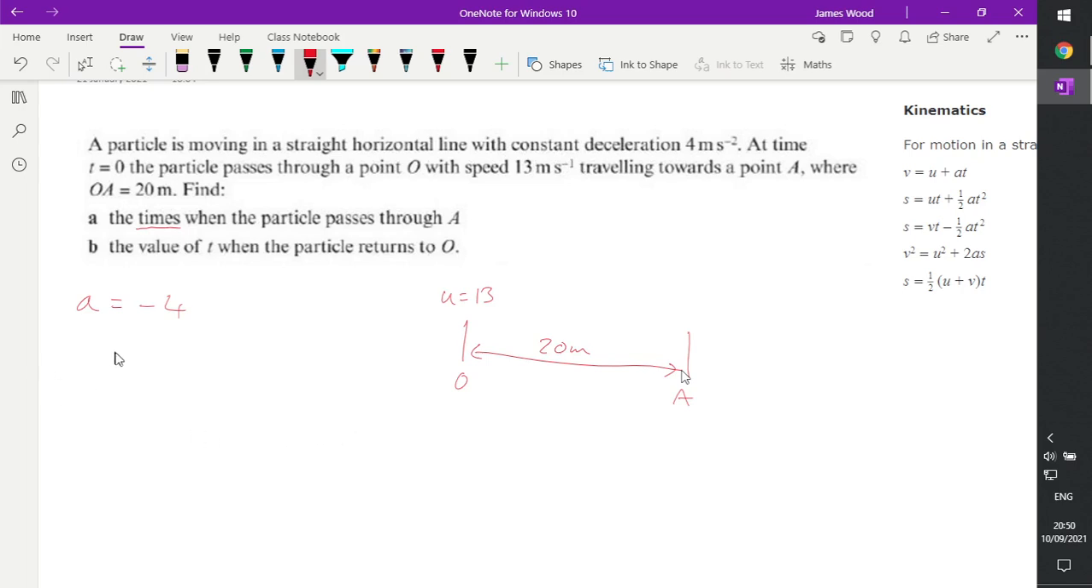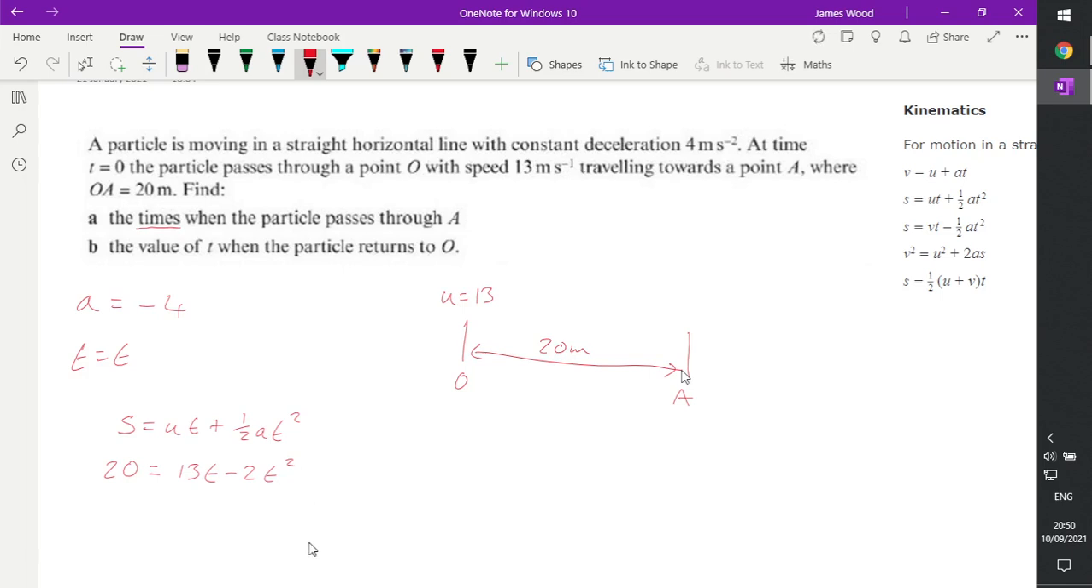So let's see what's going on here. So we want to find the time, so we want to find t. We know A, we know U, we know S. So let's use S equals UT plus half AT squared. And I want to find the times when it's going through point A, and point A is 20 meters away. So that means 20 equals UT, so that's 13T, plus half AT squared. So that's going to be half of A, so that's minus 2T squared.